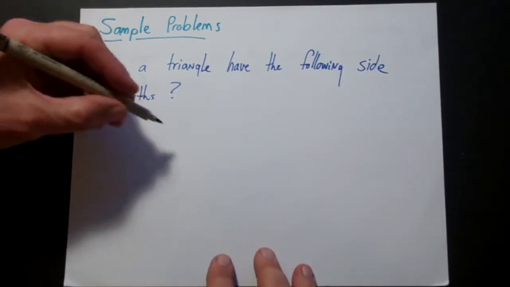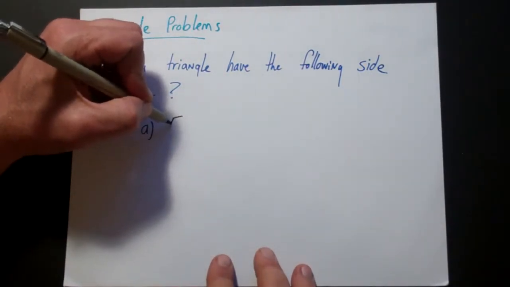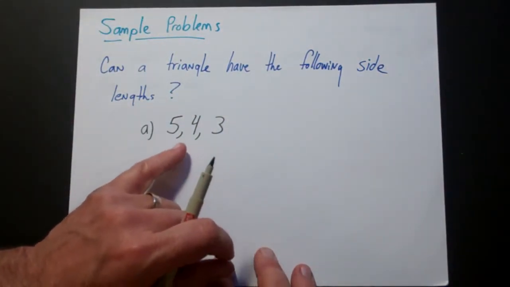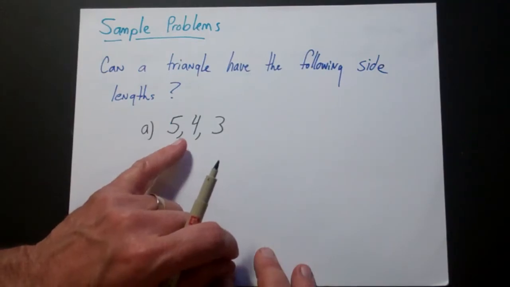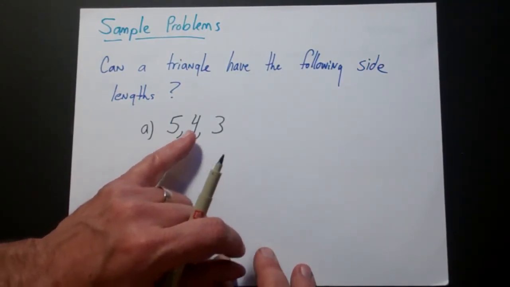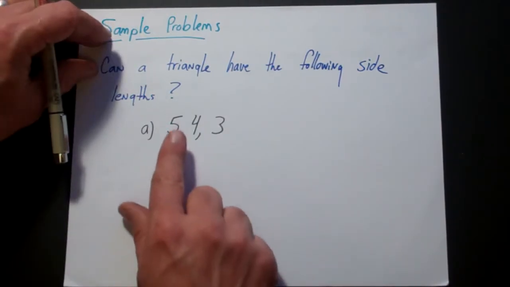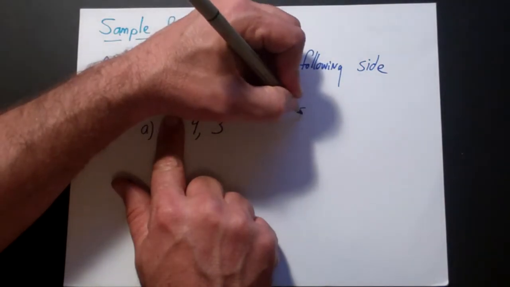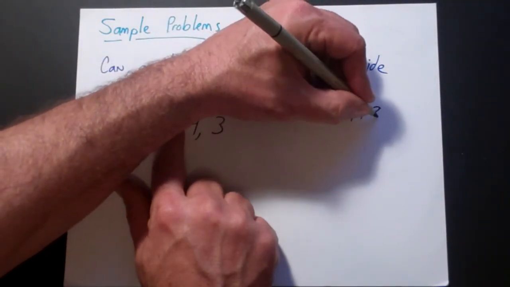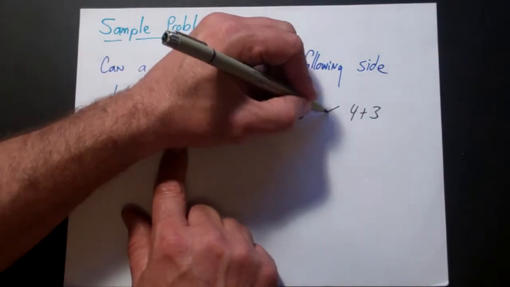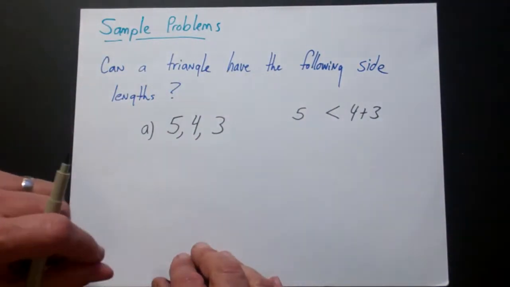Can a triangle have the following side lengths? Let's go 5, 4, and 3. To determine if you can make a triangle with these side lengths, this is what you do. You simply take the longest side, in this case 5, and add up the other two sides, 4 plus 3. So the question is, is 4 plus 3 larger than 5? And it is. So therefore you can have a triangle like that.